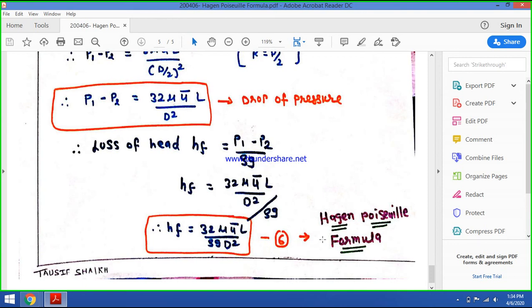This equation number 6 is called the Hagen-Poiseuille formula. Okay, so this equation we have to find out, and ultimately HF is nothing but the head loss within a circular pipe, when the flow is laminar or viscous. Okay, that we have to find out.